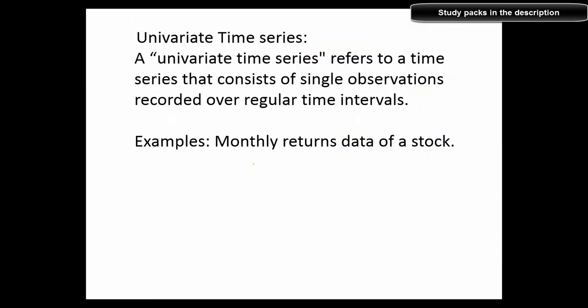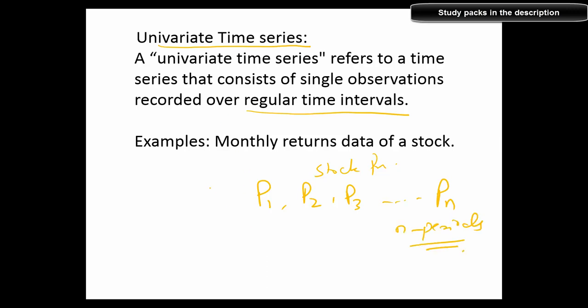So univariate time series is something that I've already told you. Univariate time series are a type of series where you only have a single observation which is recorded over regular time intervals. Like we said, stock price: stock price in period 1, stock price in period 2, period 3, and up to period n, where there are n periods. And you do not have any other variable, only stock price or only stock returns, one of these variables.